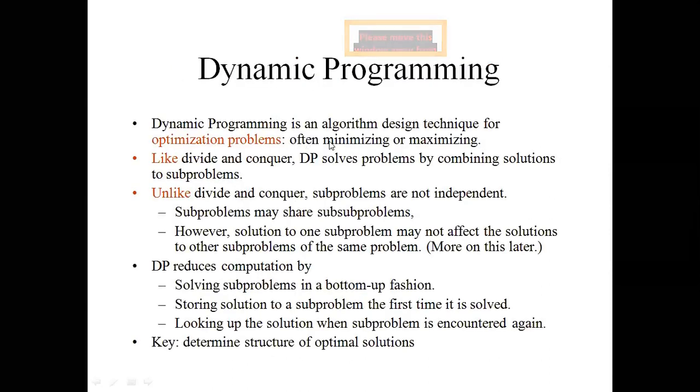Dynamic programming is an algorithmic design technique for optimization problems. Optimization problems means minimizing problems or maximizing problems. When solving some problems, we try to find the minimum value; that is a minimizing problem. When we try to find the maximum profit solution, that is called a maximizing problem. So optimization problems can be either minimizing problems or maximizing problems.